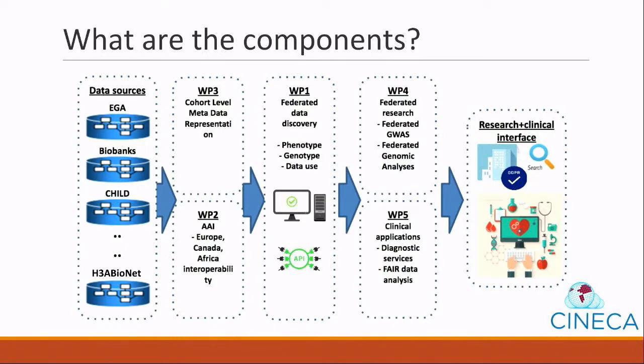We broke it down into a set of work packages, and they try to address each one of the individual challenges. So if you break it down, you've got cohort level metadata representation. This is the semantic harmonization effort that's needed. It's fundamental for any kind of cross-cohort analysis. Authentication and authorization: how do you recognize a researcher? How do they request access? How do they get authorized? Getting that interoperability.